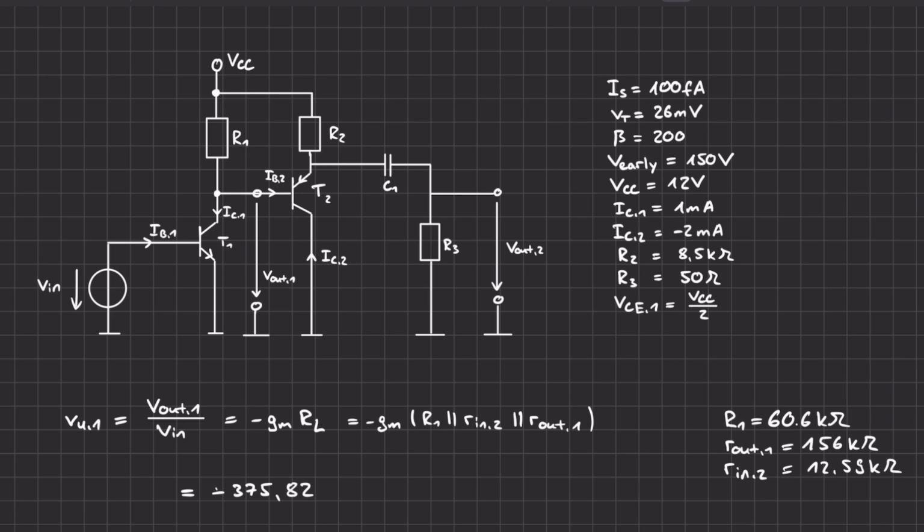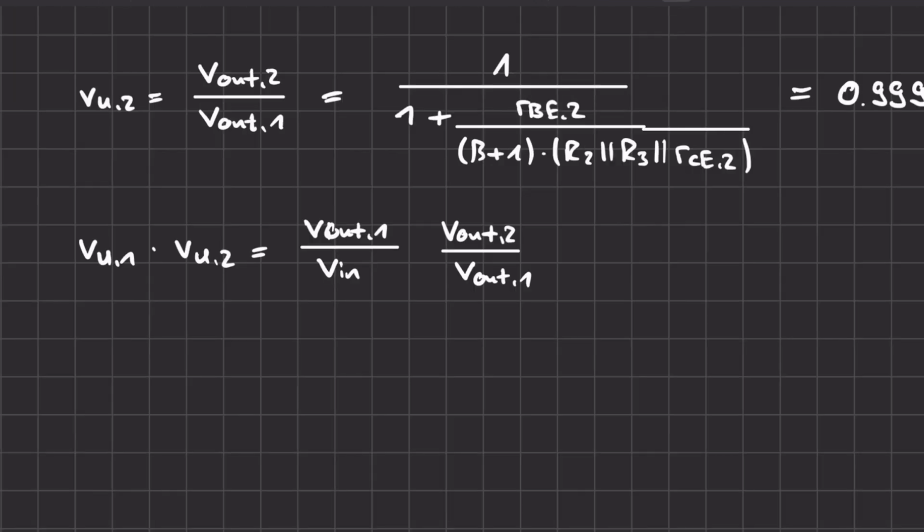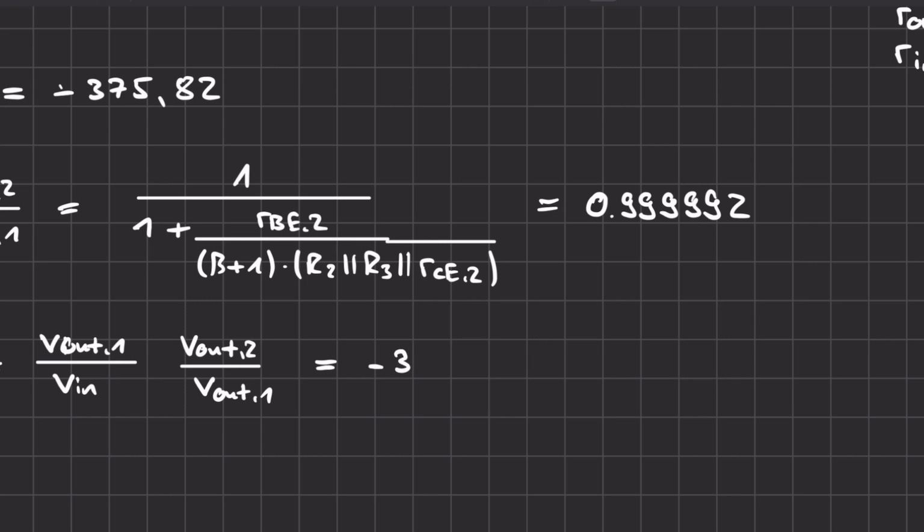If we now finally want to calculate the voltage gain of the whole circuit from the first input voltage to the output voltage, all we have to do is to multiply the two part voltage gains, because as we can see, the voltage in between just cancels out and we have the output voltage of the whole circuit and the input voltage. And yeah, if we multiply these two, we just get minus 375.82.